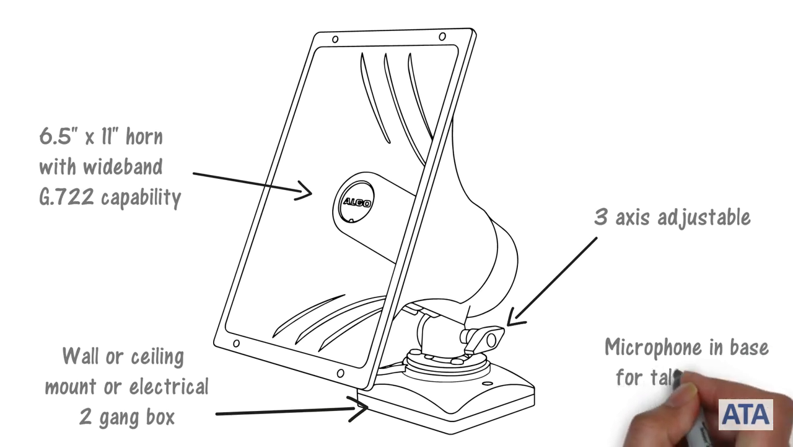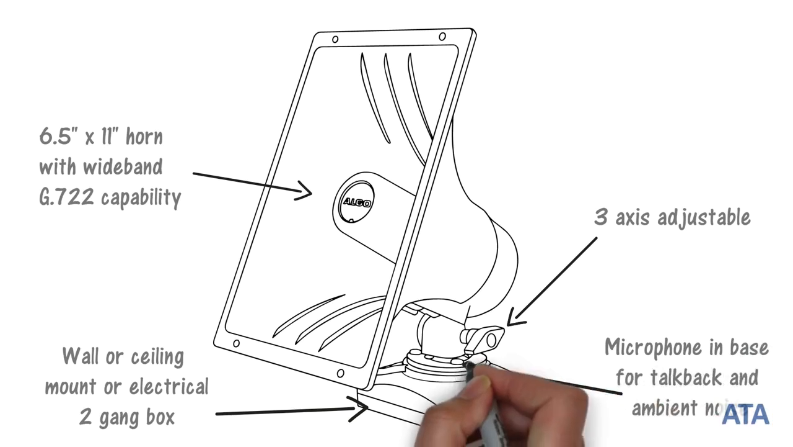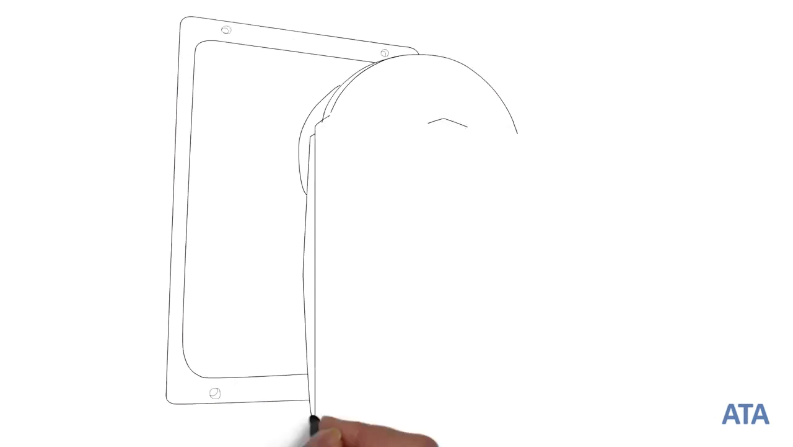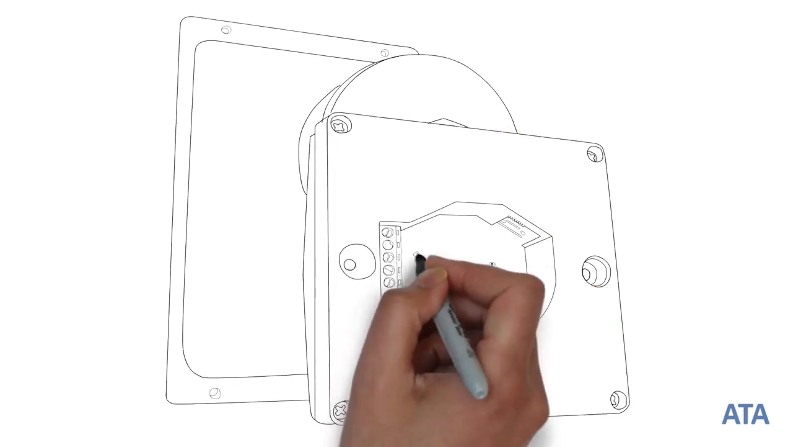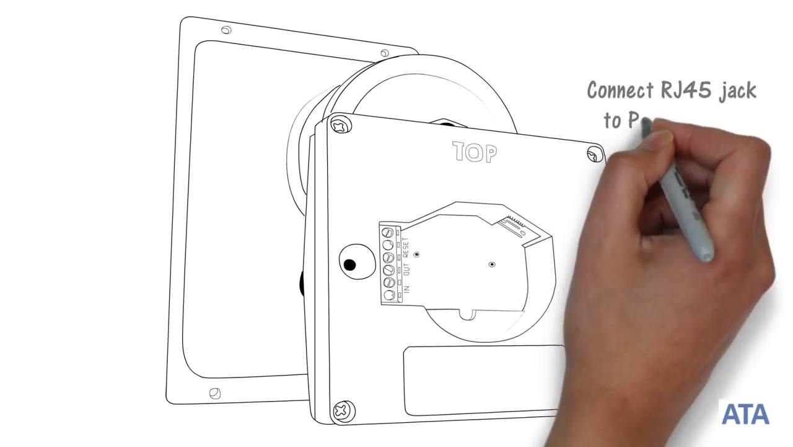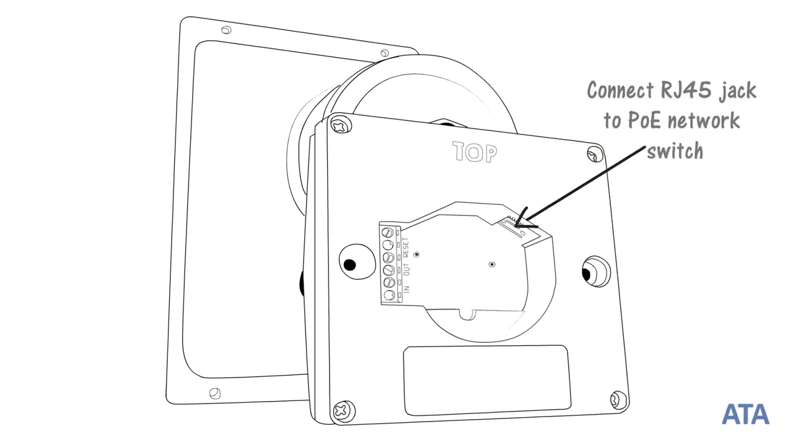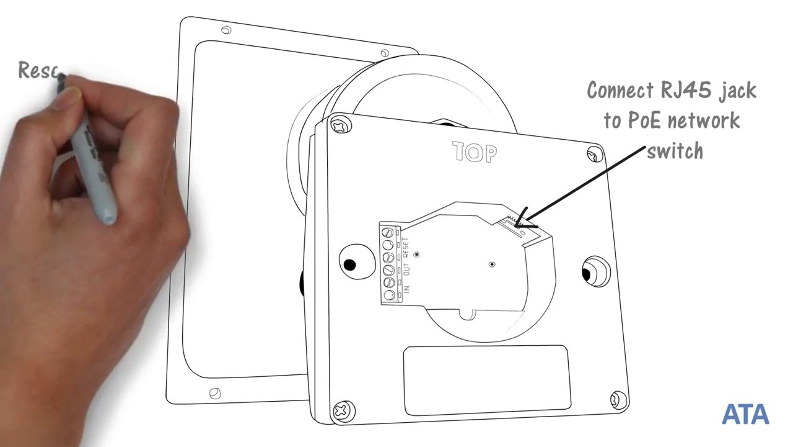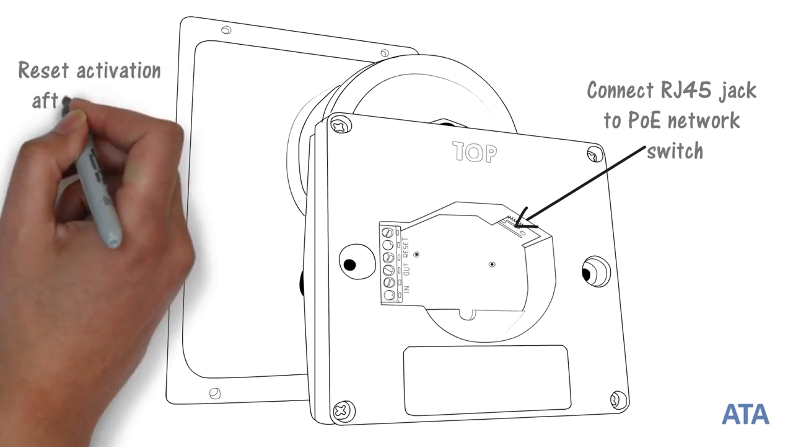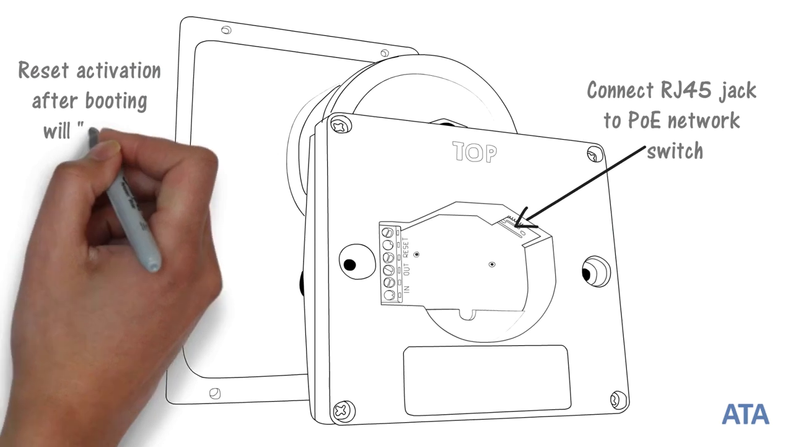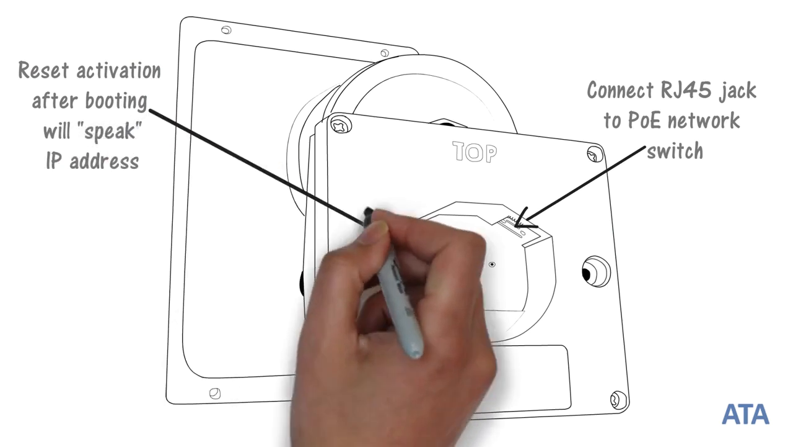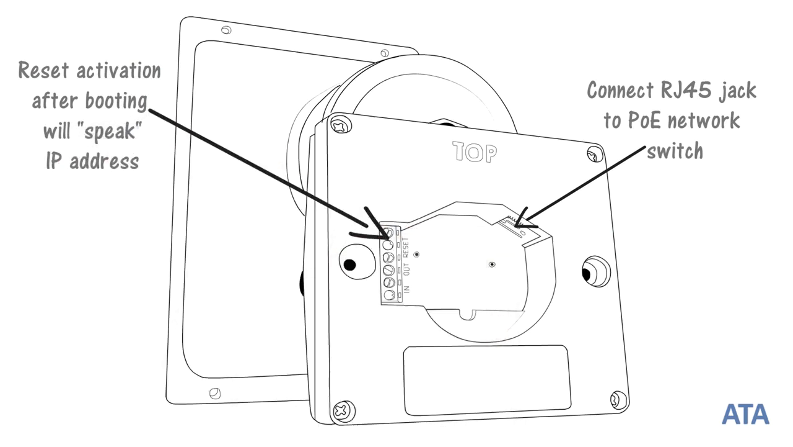A microphone in the base of the speaker provides talkback and automatic response to ambient noise level. A simple RJ45 plug connection to the PoE switch is all that's required for connectivity of the speaker. The 8186 horn speaker supports both static and DHCP IP addresses. If the reset terminals are momentarily connected after boot up, the 8186 will speak its IP address. Alternatively, the endpoint can be located on the network using Algo's locator tool.